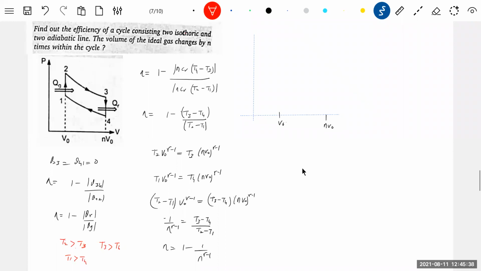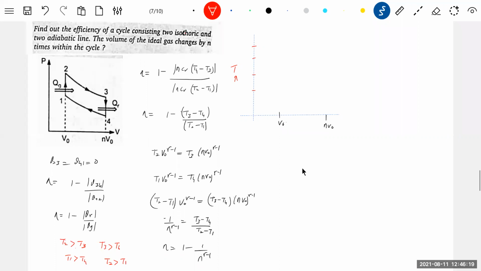Then in isobaric heating, volume increases, temperature should increase. So T2 greater than T1. So we have to get now relationship, because we have to indicate here on the graph the temperature, which is 1, which is 2, which is 3, which is 4. T2 is greater than T3 and also greater than T1. T1 is greater than T4.